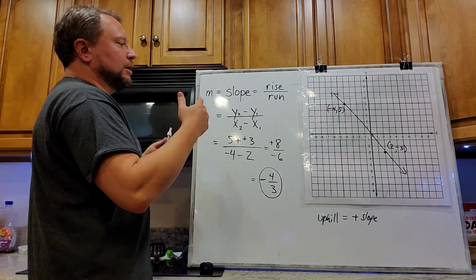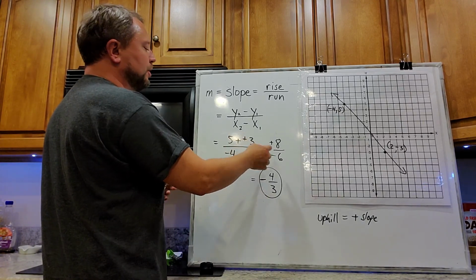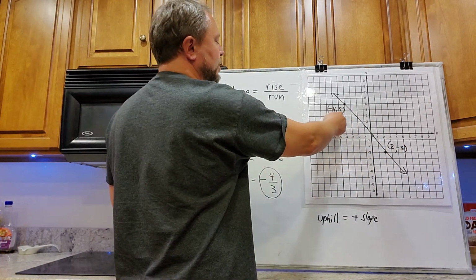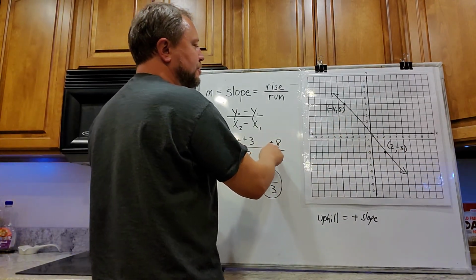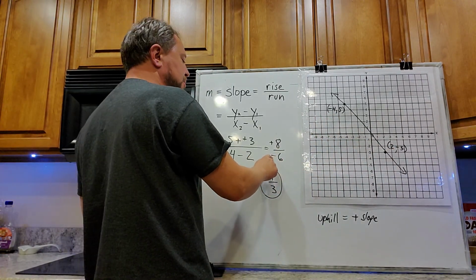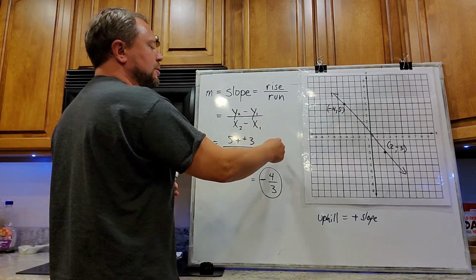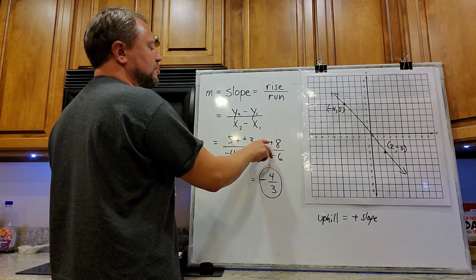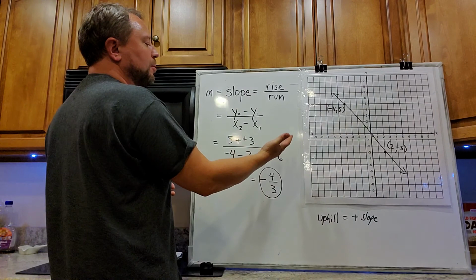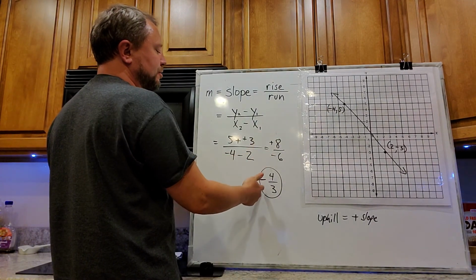And again, it doesn't matter what order I subtracted these in. If you want to switch them both, you'll get the same result. If you want to go -3 minus 5, which would be a -8 instead of +8. And if you want to go 2 minus -4, which would be a +6 instead of a -6, all it really does is it keeps the 8 and 6, it just switches the signs. It puts the negative up here and the positive down here, but a positive divided by a negative or a negative divided by a positive is still just negative.